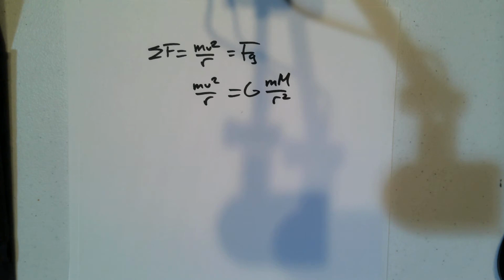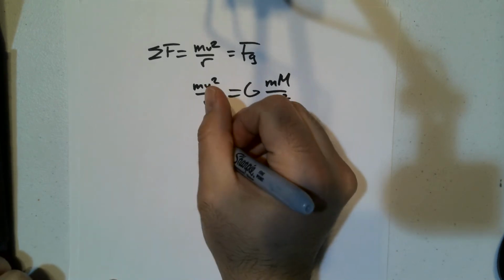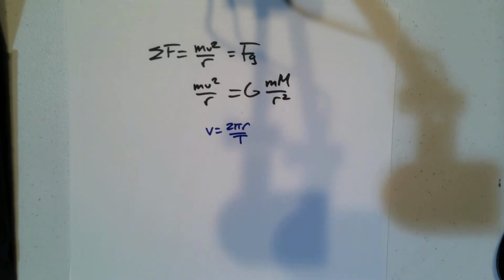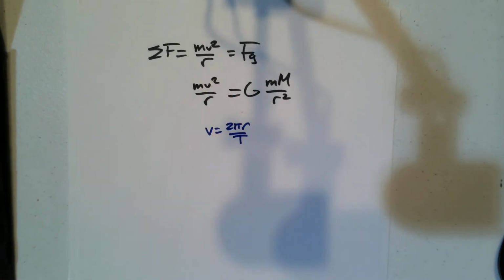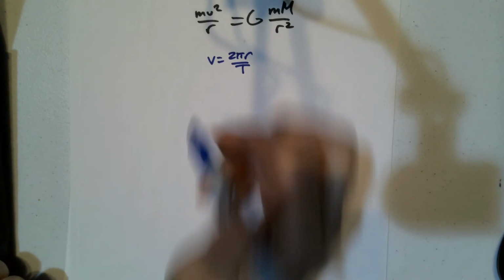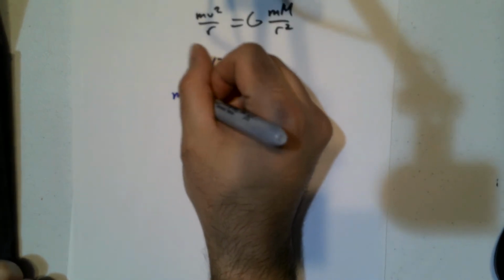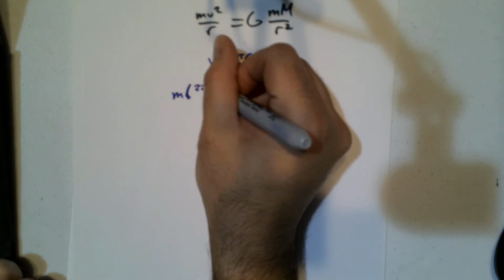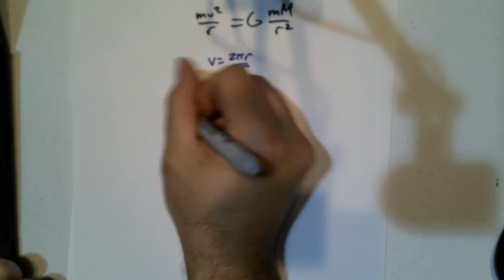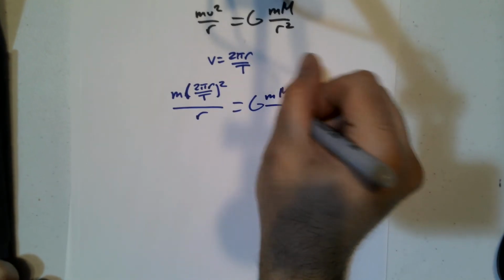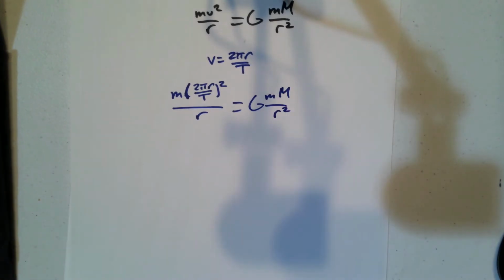So what we're going to do is say, okay, let's do this. V equals 2 pi r over t. We're going to put that into there, and when we do that, we get little m times (2 pi r over t) squared, divided by r, equals G little m big M over r squared. We can probably start to cancel out a few things here.